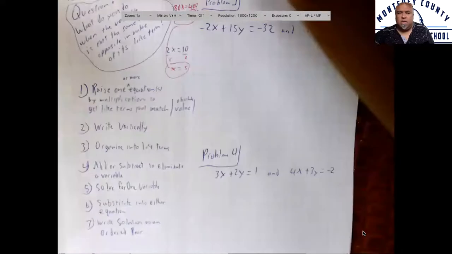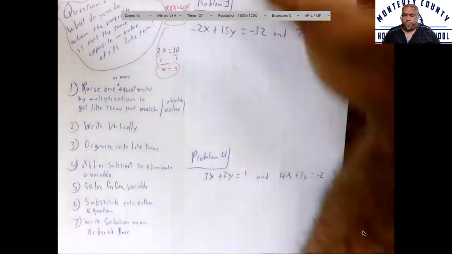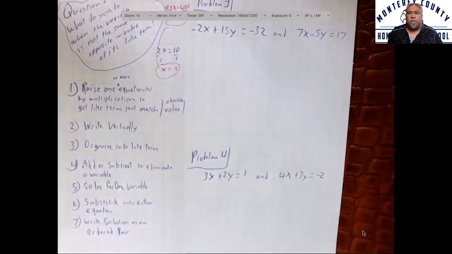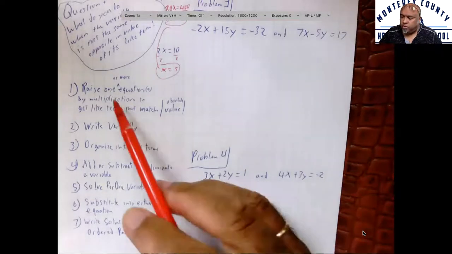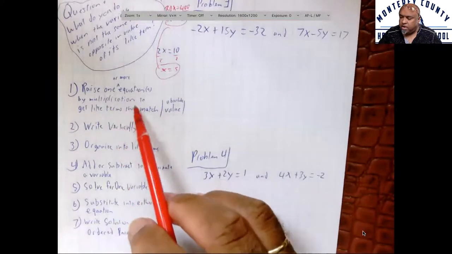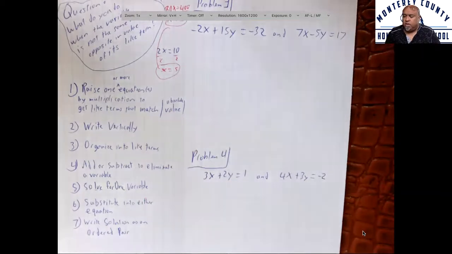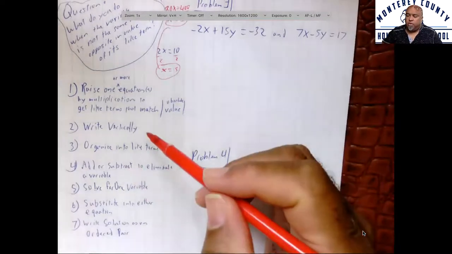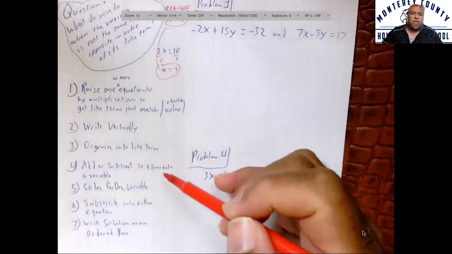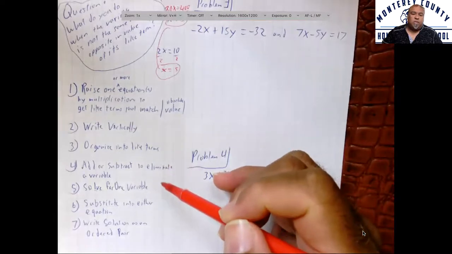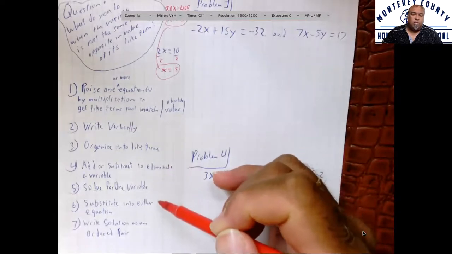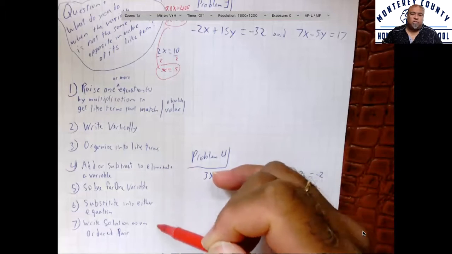Now, let's take a look at the steps. Step 1 is different than the last lesson, but all the other steps are the same. Step 1 was raise one or more equations by multiplication to get like terms that match the absolute value of the like term. Now that sounds way more complicated than it is, but then the rest of the steps are the same. Write vertically, organize into like terms, add or subtract to eliminate a variable, solve for one variable, substitute into either equation, and write the solution as an ordered pair.